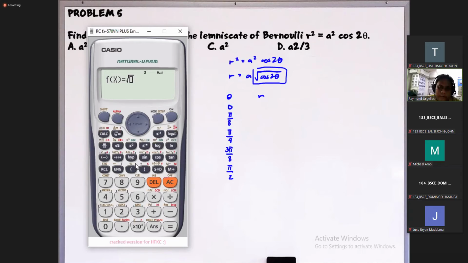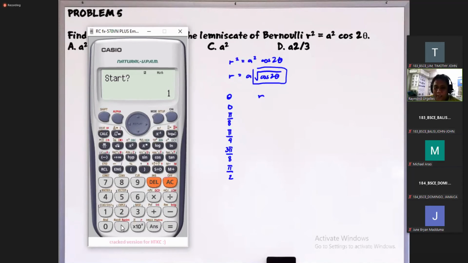So therefore, let's use square root of cosine 2x. Okay? Again, it's in radians, so we have no problem there. Just press equals. On our 570 Plus calculator, there is no g of x, so I always skip it on this calculator. Only f of x is available.